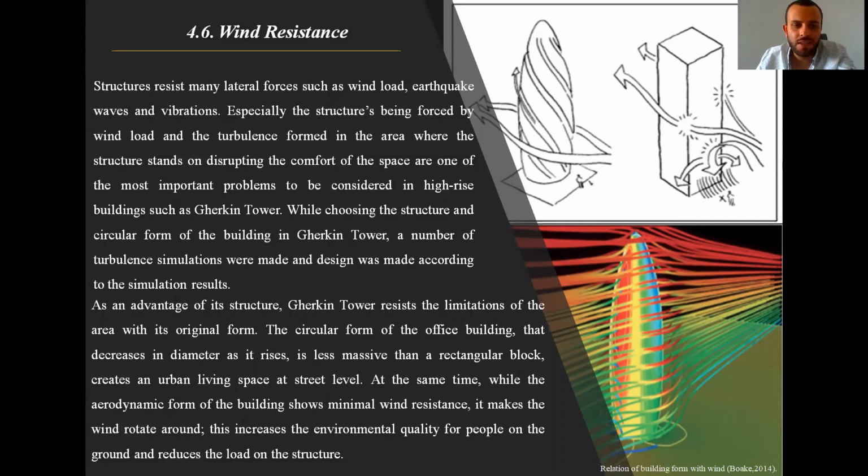As an advantage of its structure, Gherkin Tower resists the limitation of the area with its original form. The circular form of the office building, which decreases in diameter as it rises, is less massive than a rectangular block and creates an urban living space at street level. At the same time, while the aerodynamic form of the building shows minimal wind resistance, it makes the wind rotate around. This increases the environment quality for people on the ground and reduces the load on the structure.